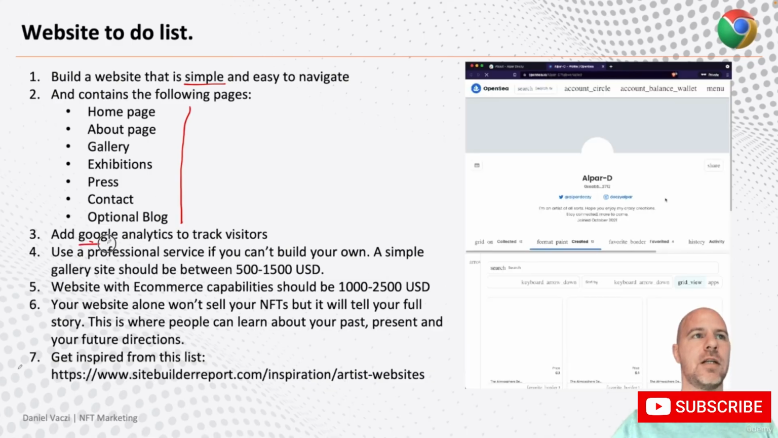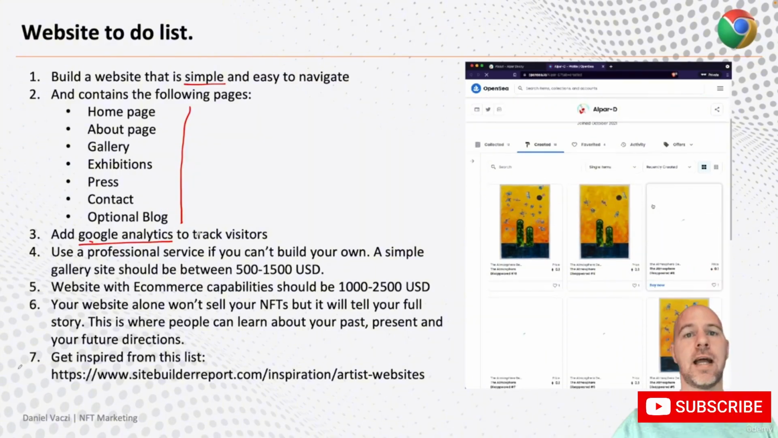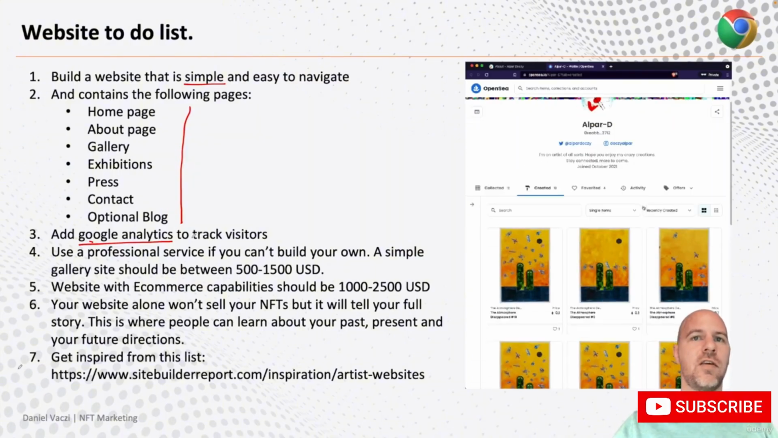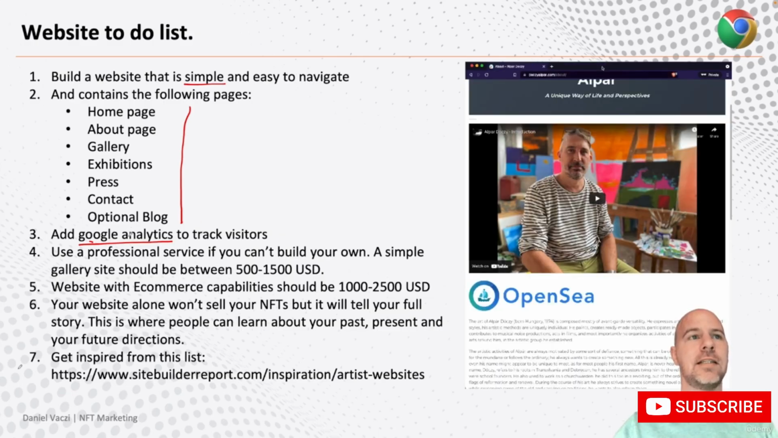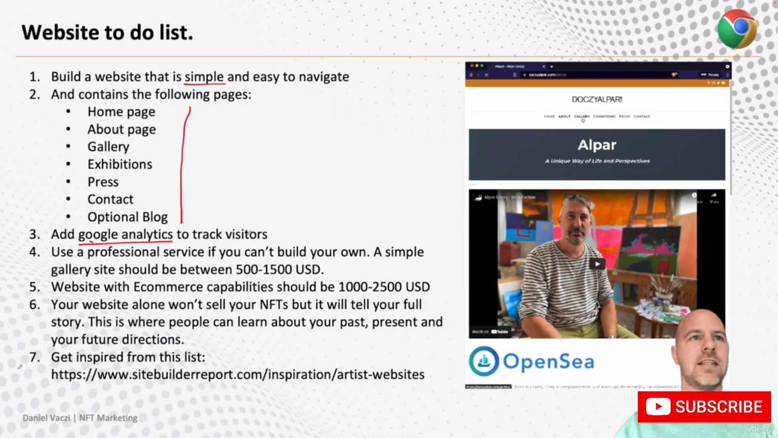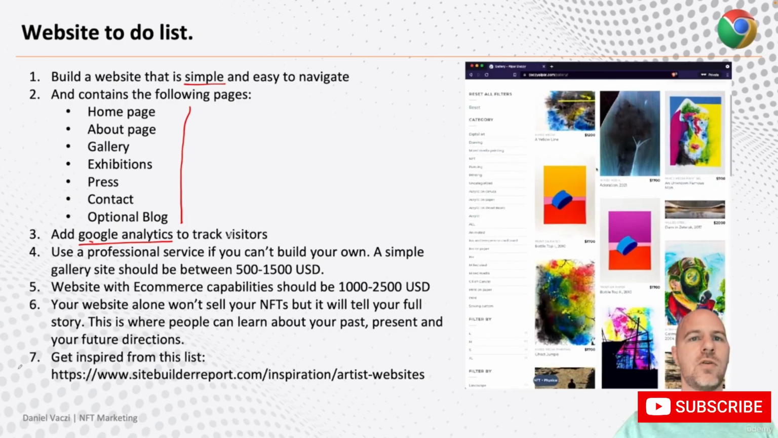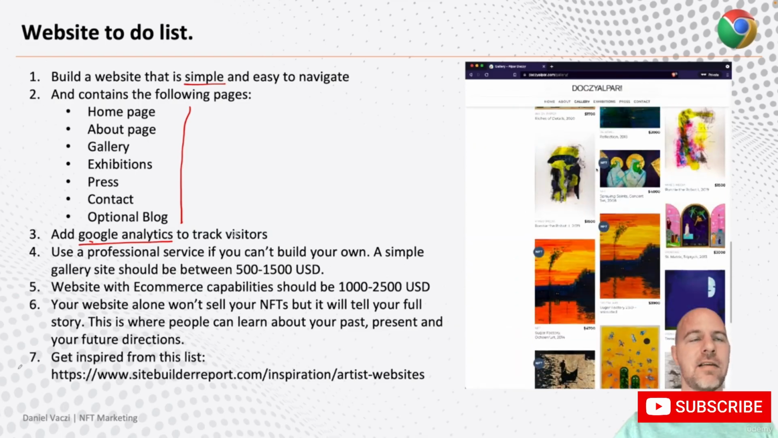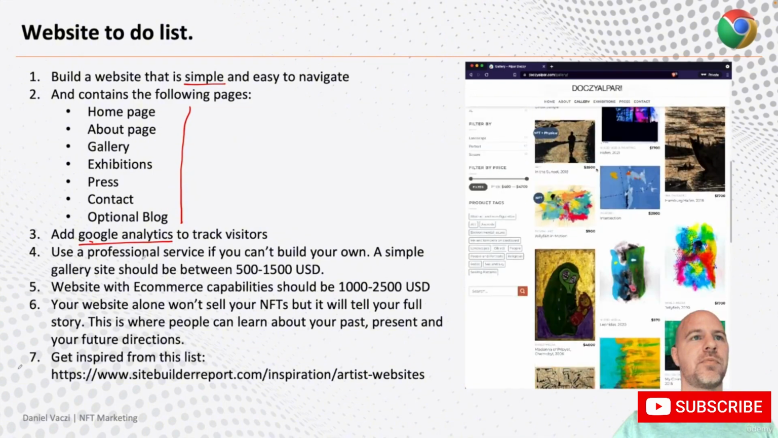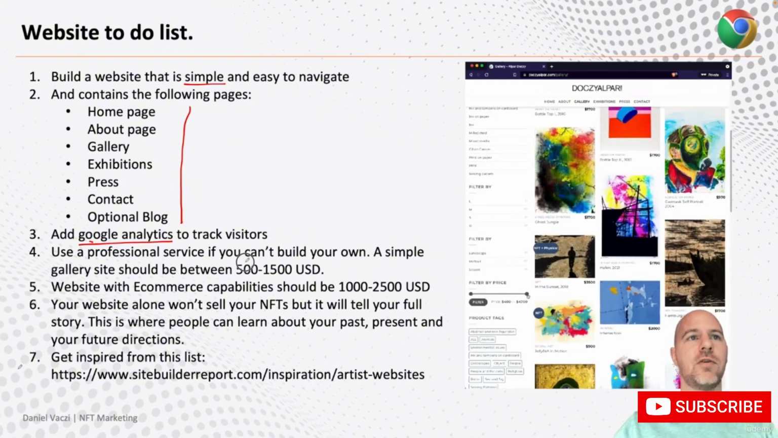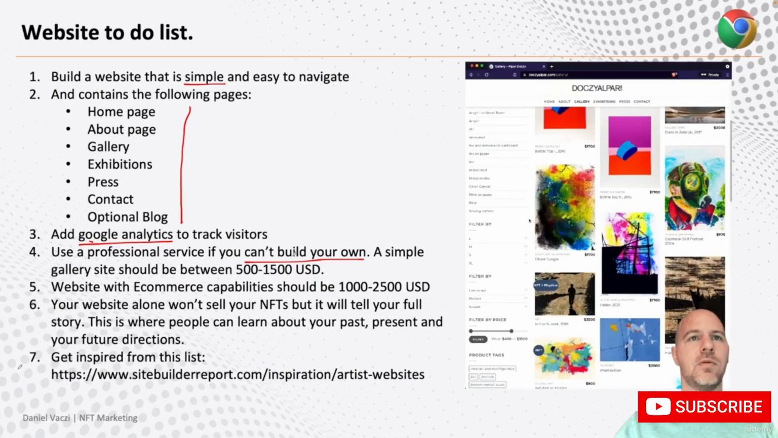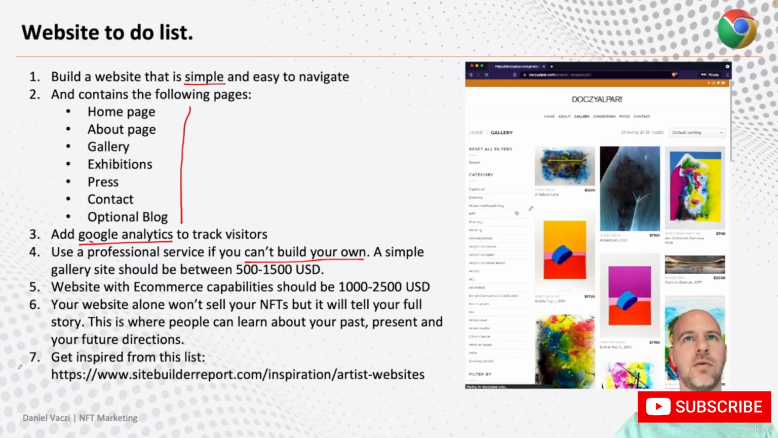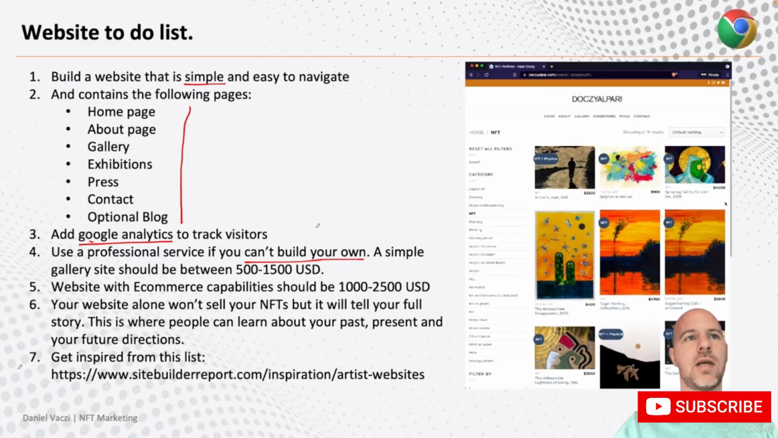I think what I want to mention here, you need to add Google Analytics to your account. You might want to ask a favor from someone who understands Google Analytics, because you need to track your visitors. You need to understand who comes to your website, where they come from, how long they stay there for, etc. Use a professional service if you can't build your own website. These days, it is quite easy to actually build a simple WordPress website. This is a WordPress website as well, for example. So you can easily create your own website.